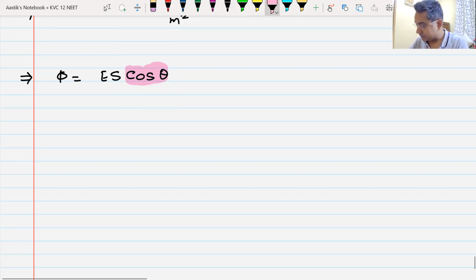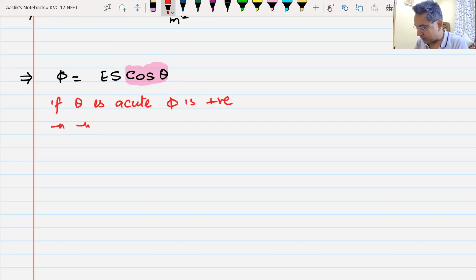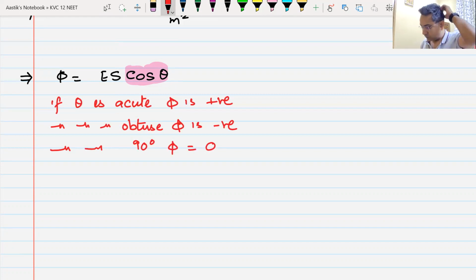That means if theta is acute, flux is positive. Do we understand this? Yes, sir. If theta is obtuse, flux is going to be negative. If theta is 90 degrees, flux is going to be zero.